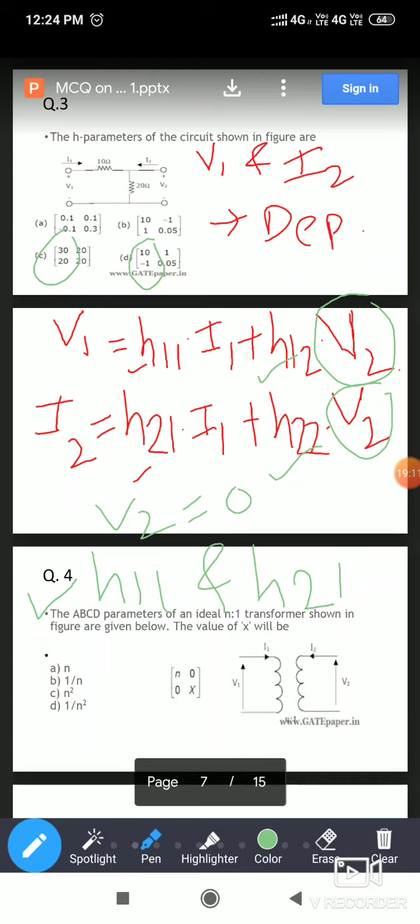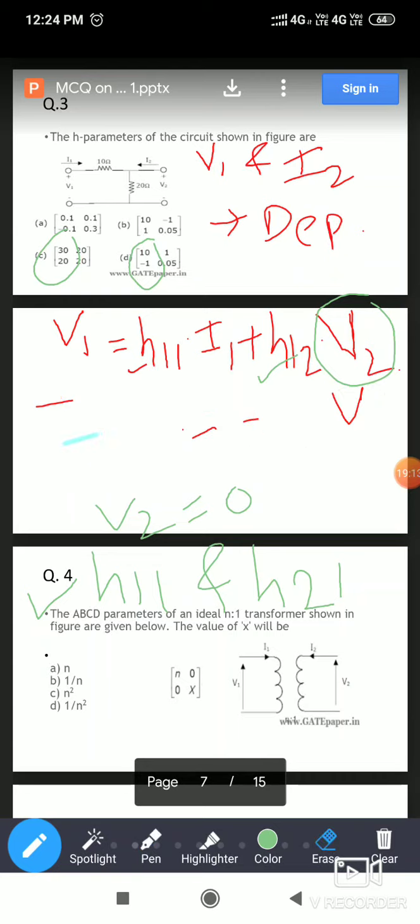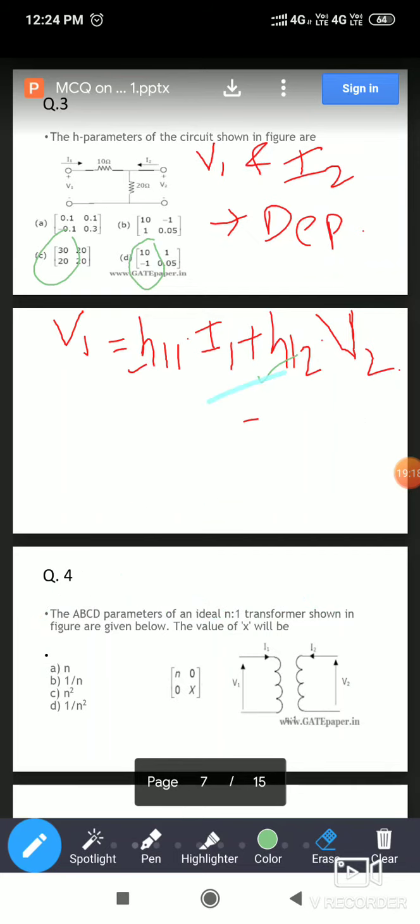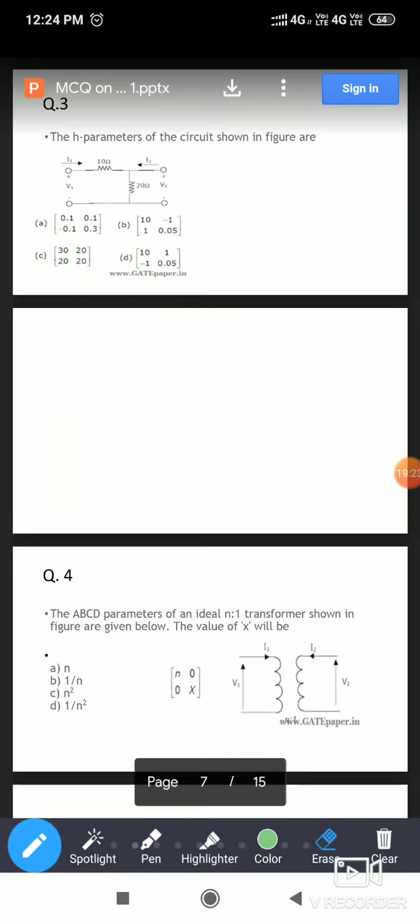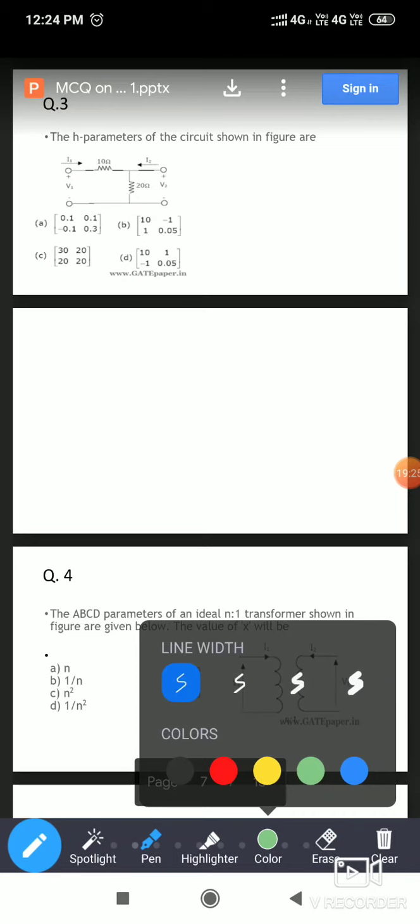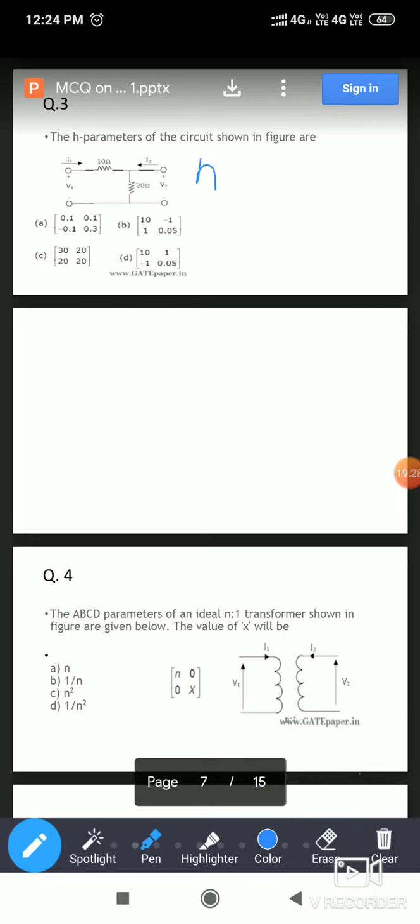Now what will be H11? We are keeping equation 1 only. We can use equation number 1 first of all, so that we can find it. H11 is equal to, first of all I will write the condition. The condition is V2 equal to 0. So V2 equal to 0 means H11 is equal to V1 divided by I1.